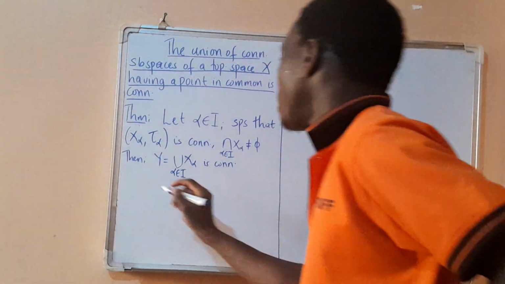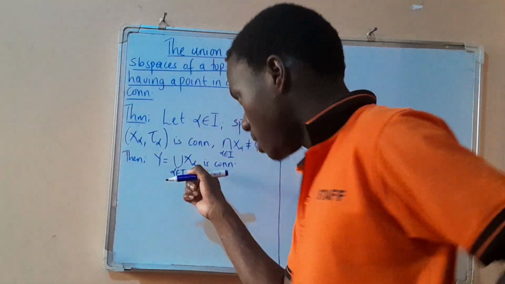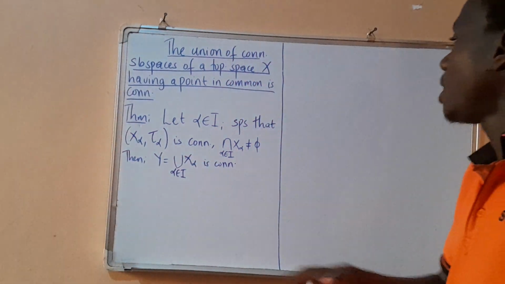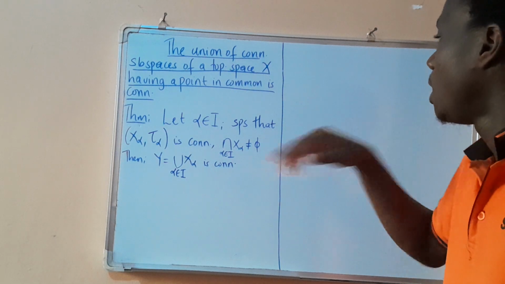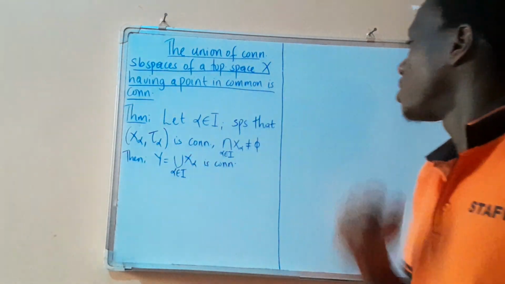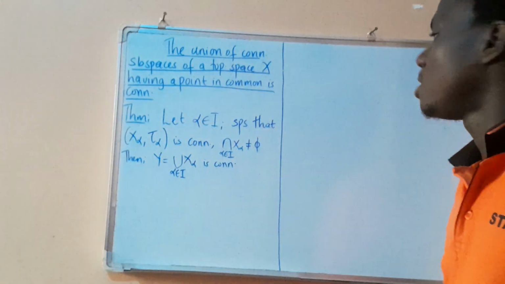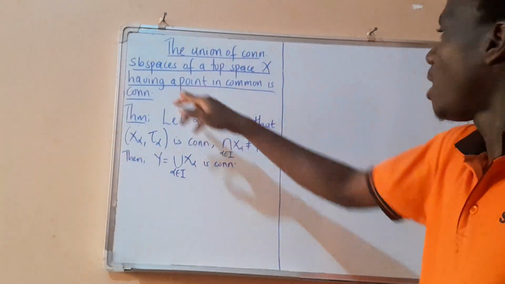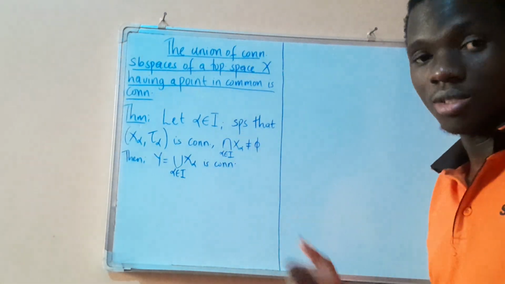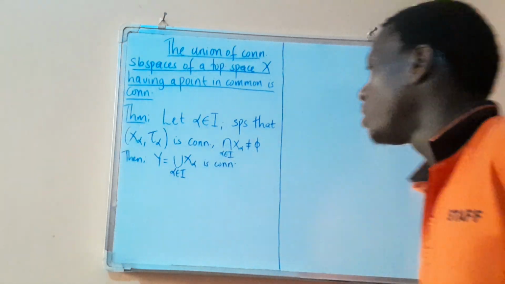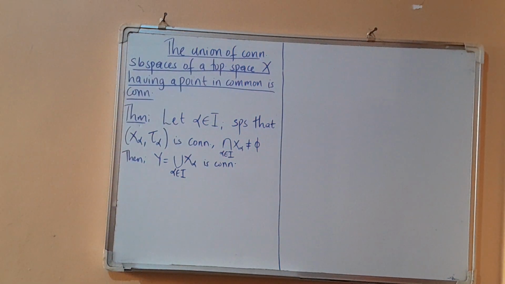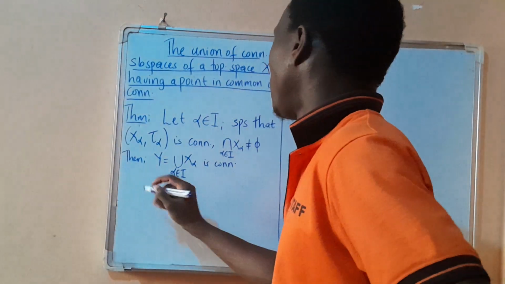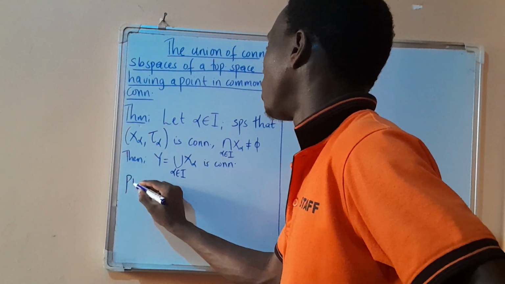So we are going to suppose that Y is the union. This is the theorem. Let alpha be in the indexing set. Suppose that X alpha is connected and the intersection is non-empty. That means they have a point in common. Then Y, which is the union, is connected. So we are going to prove this by contradiction. Proof.